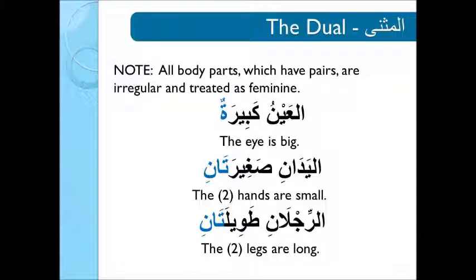Note, all body parts which have pairs are irregular and treated as feminine. العين كبيرة, the eye is big. اليدان صغيرتان, the 2 hands are small. الرجلان طويلتان, the 2 legs are long.